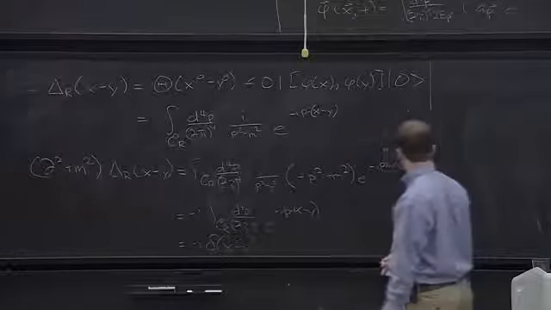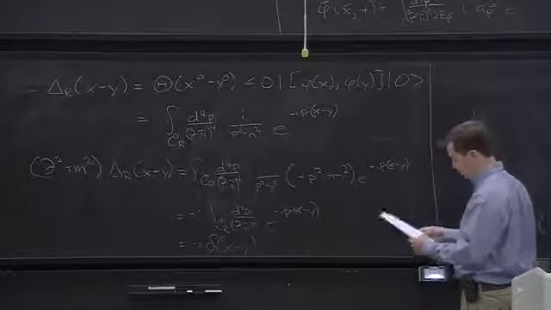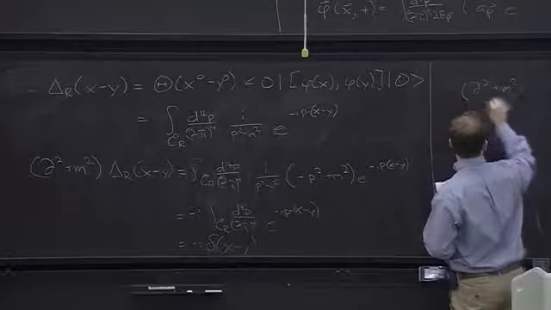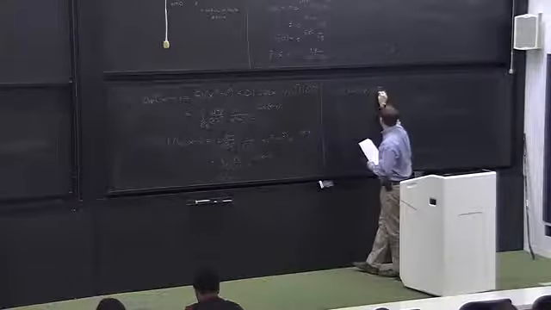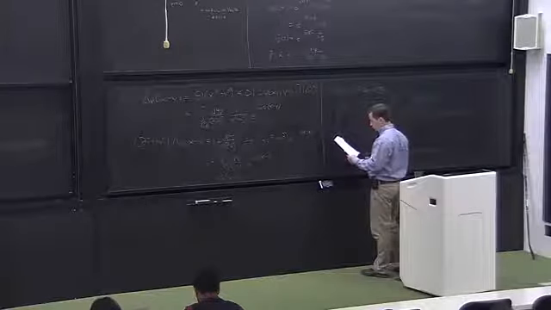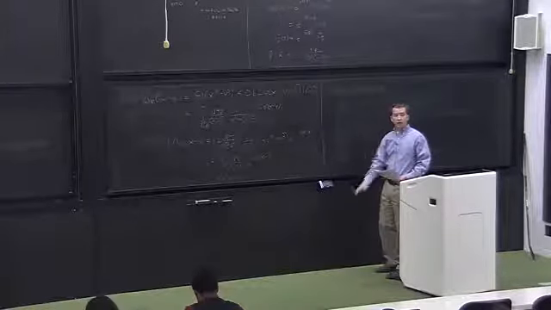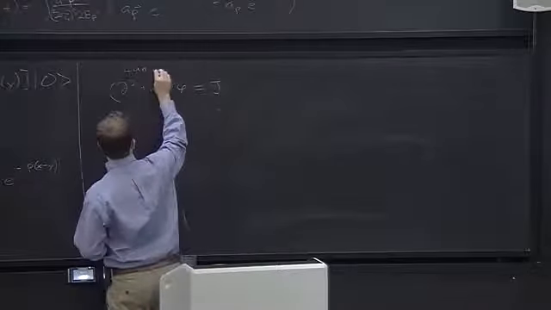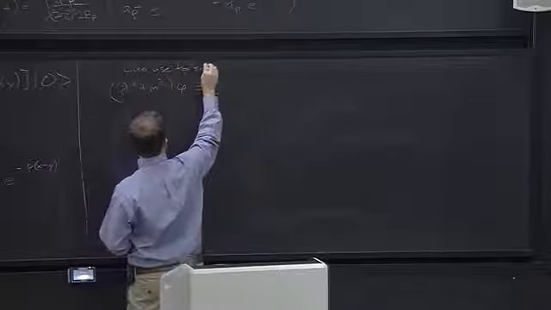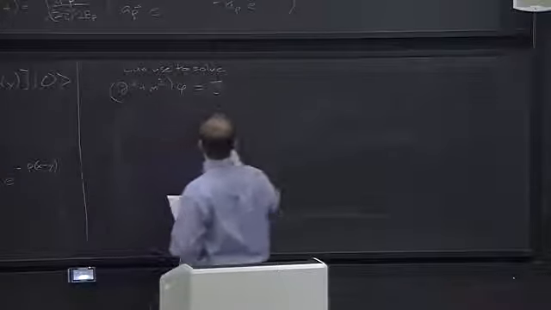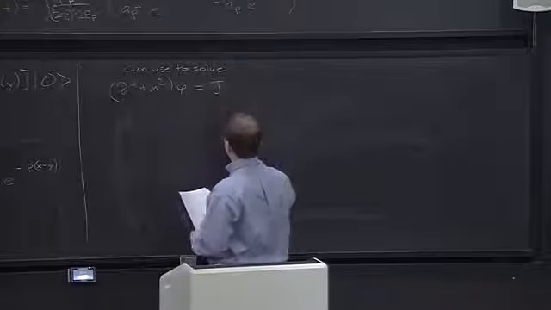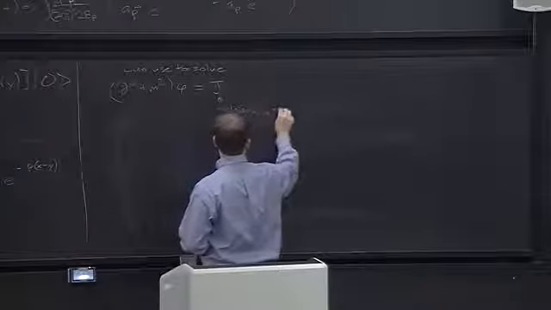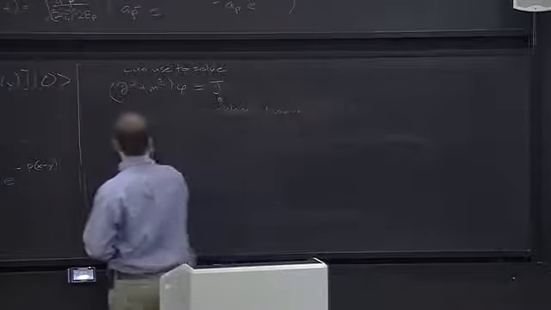And so it's a retarded Green's function because we can use it to solve the Klein-Gordon equation when we want to impose boundary conditions in the past and evolve forward. So we can use it to solve this equation, where this is a classical source, with boundary conditions in the past.